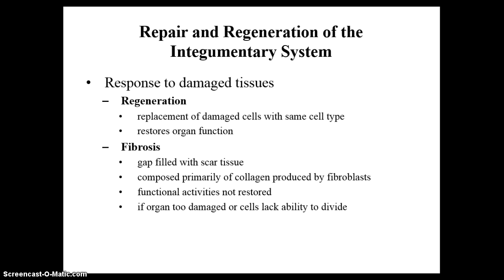The second type of response to damage is fibrosis. Fibrosis is a gap which fills in with scar tissue. There is collagen, which is made by fibroblasts, and the full functionality will not be restored. The cells may not divide with fibrosis.